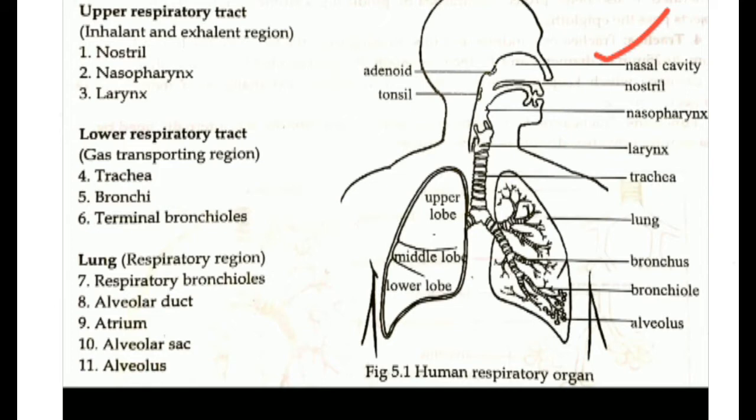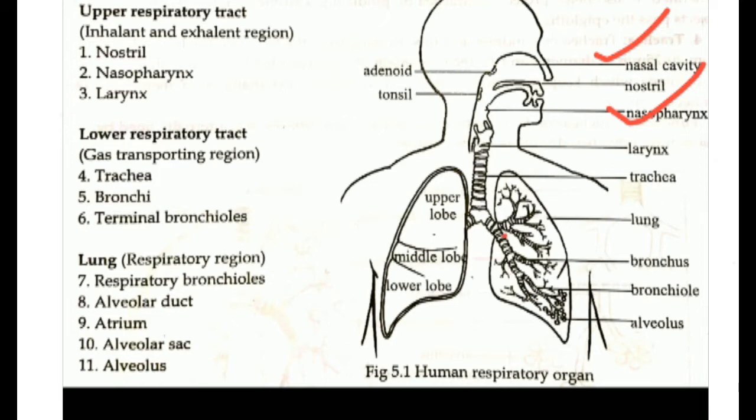And the second one is the nasopharynx. The wide region that extends from the nasal cavity to the upper side of the larynx is called the nasopharynx. It communicates with the anterior nasal cavities by means of two apertures called choanae. It is the common part of both the alimentary and respiratory tracts.